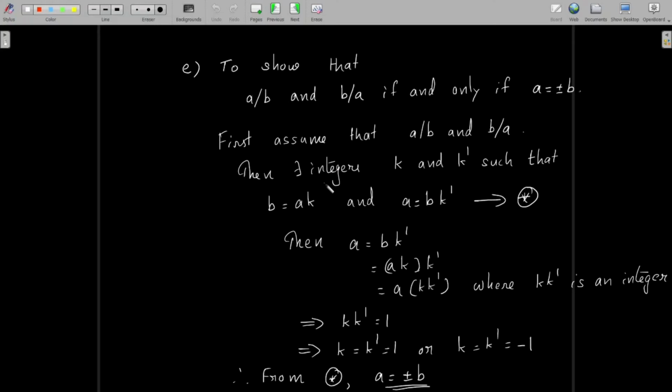Just like the previous results, there exist integers k and k dash such that B equal to AK and A equal to BK dash. We have to show that A equal to plus or minus B. So we start with A here. So A equal to BK dash and we substitute for B equal to AK. So we have A equal to AK into k dash, that's equal to A into k dash, where k dash is an integer. So here A equal to A into k dash means that k dash equal to 1.